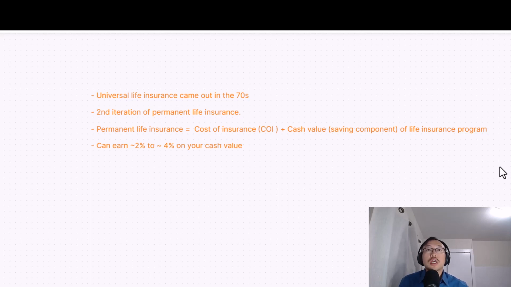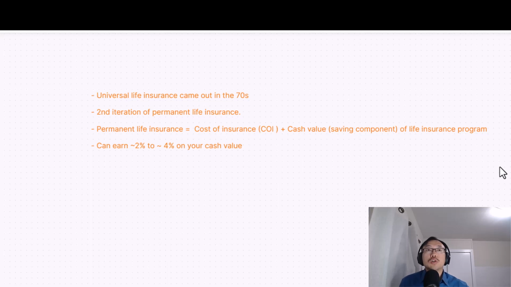Universal life insurance came out because consumers didn't want to pay a fixed amount for their entire lives. So the insurance company came out with a universal life insurance which offered flexible premiums. Rather than paying a fixed premium for the rest of your life, in a whole life, you can pay more or less depending on your situation in premiums in a universal life insurance program.